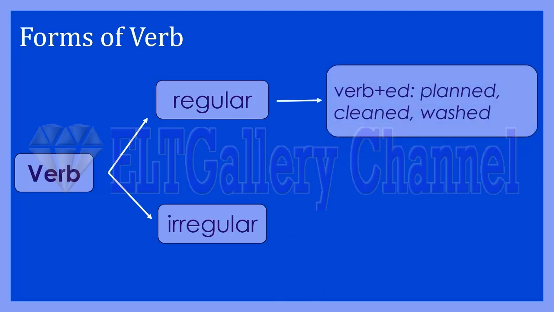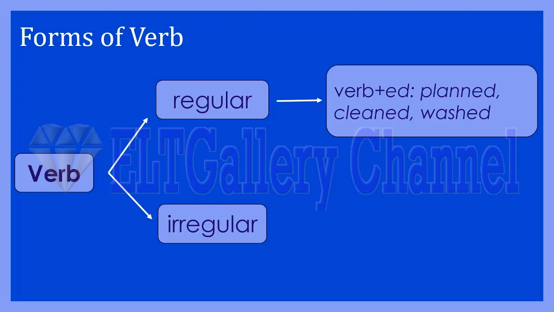For the regular form, we just add ed, like plan, planned, clean, cleaned, and wash, washed. So here the second form and the third form are the same. Plan, planned, planned; clean, cleaned, cleaned; wash, washed, washed. The form of the past tense and the form for the passive are the same. I mean, the third form and the second form are the same: planned in the past tense and planned for the passive or perfect are the same.